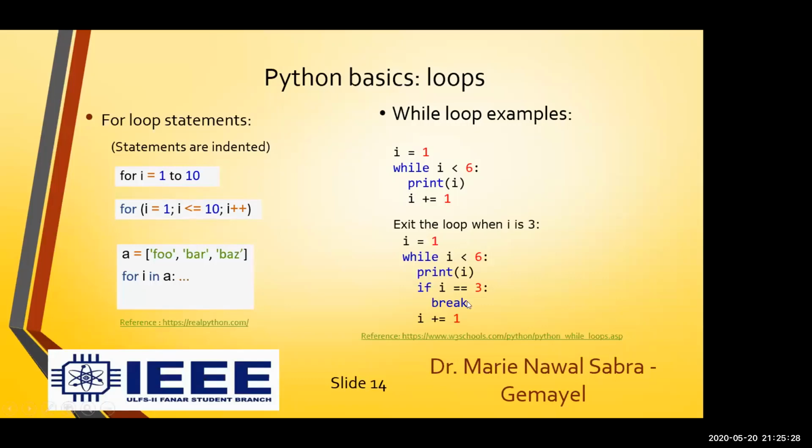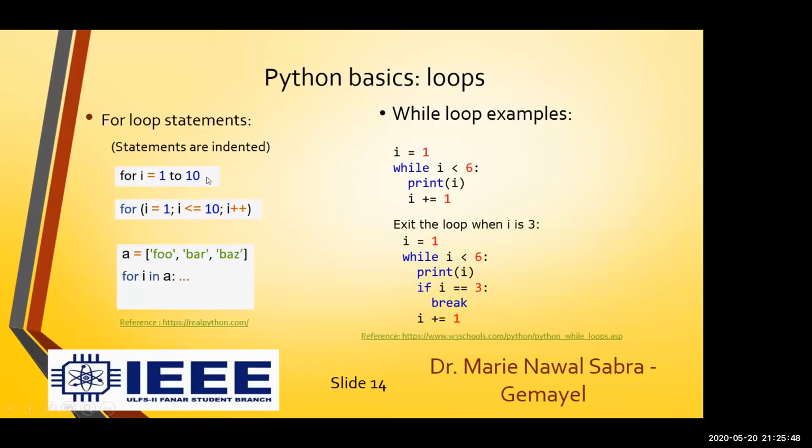Break is going to exit the loop before it finishes. So it's while I is less than 6, print I. If I is equal to 3, break. This means it will never go beyond 3. This is a very simple example just to show the use of this function.